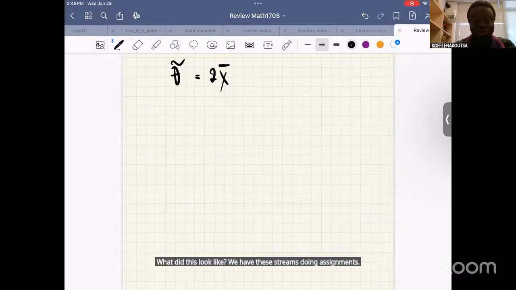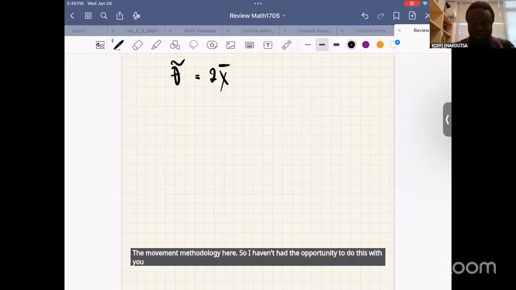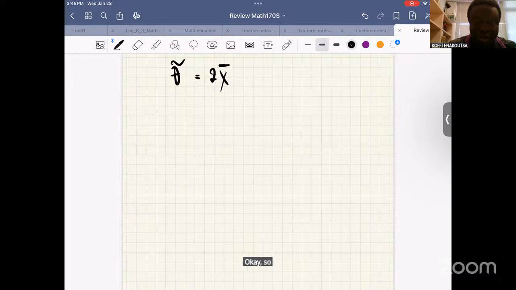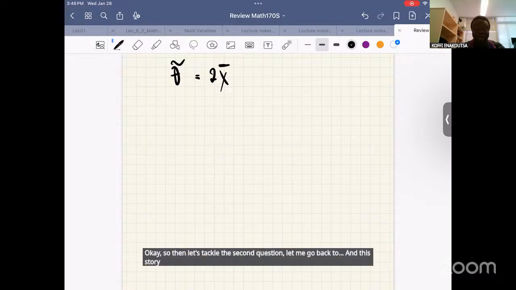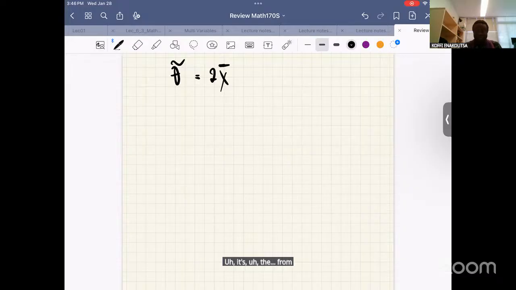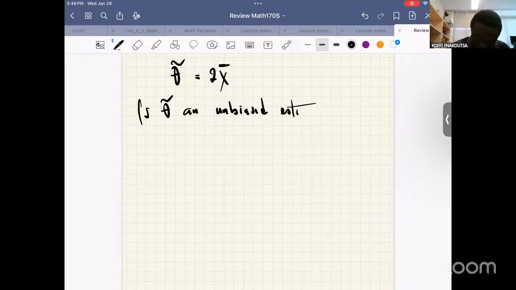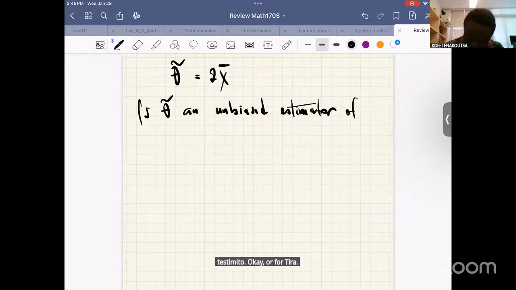The moment methodology here, I haven't had the opportunity to do this with you. Now it's a good opportunity. Okay, so then let's tackle the second question. Let me go back to the story over here. The second question asks, is theta tilde from the first part an unbiased estimator for theta? Then justify your answer.